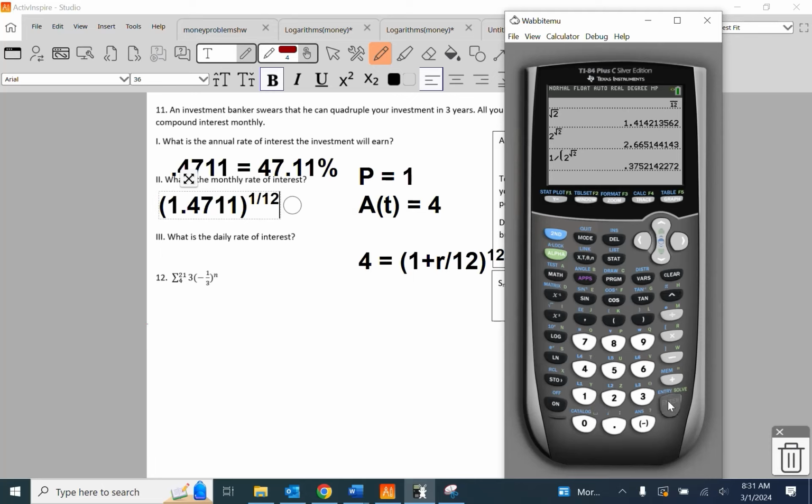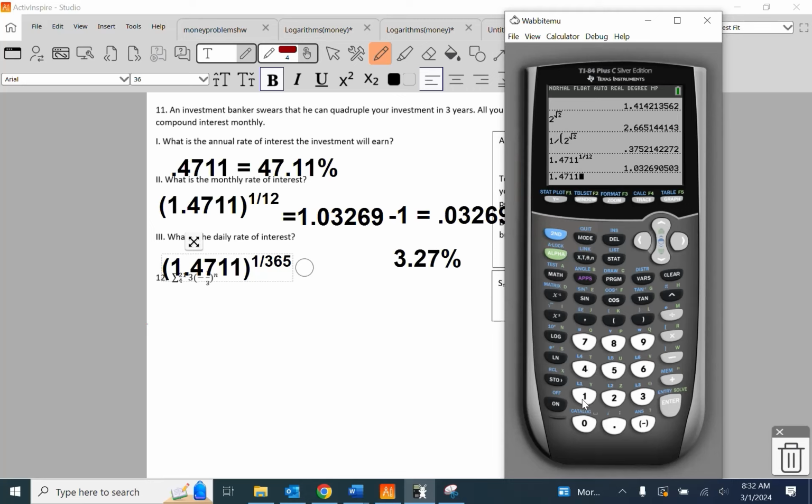To do the daily, you take this number you have above, 1.4711, and since there's 365 days in a year, you raise it to the 1/365th. Then you do the same procedure. You take away 1, and you get that little decimal right there, 0.0011. And we'll just put a 1 minus in front of this, which is going to be 0.11%.